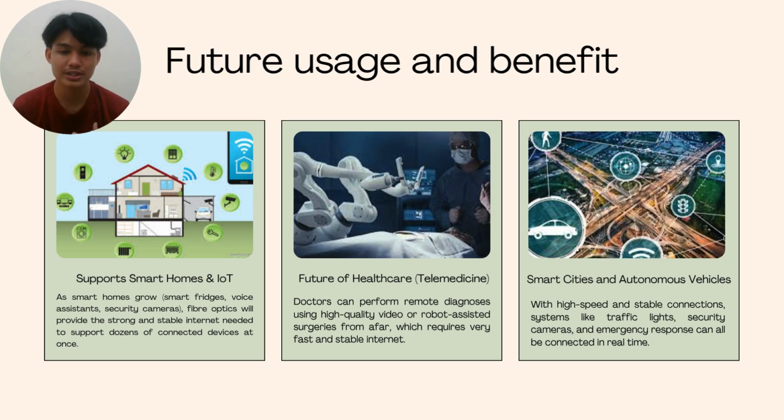And lastly, we have smart cities and autonomous vehicles. With high-speed and stable connection, systems like traffic lights, security cameras, and emergency response can all be connected in real time, so that there will be fewer traffic jams, faster help in emergencies, and a safer environment overall.